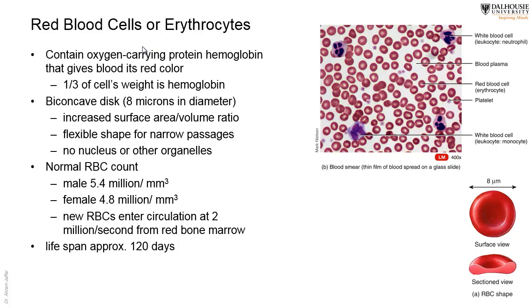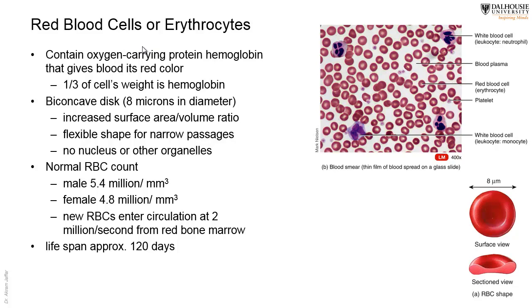The reason they have no nucleus is so that they can carry more and more hemoglobin, and therefore they can carry more and more oxygen. So they are always destroyed, and they are always replaced by the bone marrow. And this is reflected also in the shape of the red blood cell.